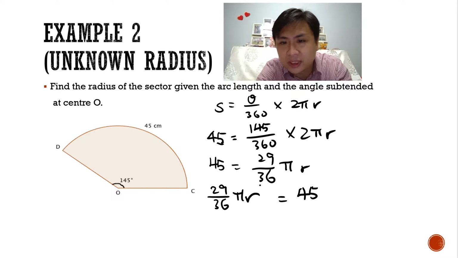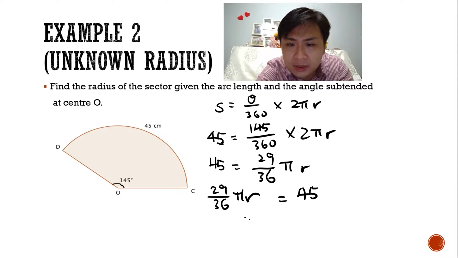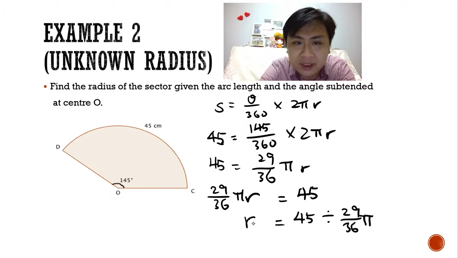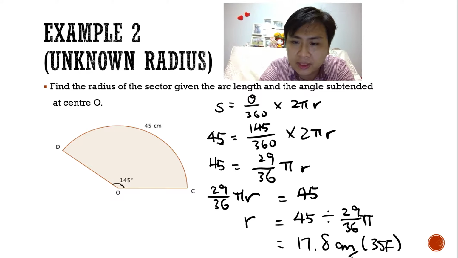Now, if we want to find the radius, then we need to remove 29 out of 36 pi. Okay, how do we remove it? We will divide by 29 out of 36 pi. So r will be equals to 45 divided by 29 out of 36 pi. Right, and after pressing our calculator, rounding it off to 3 significant figures, our answer will be 17.8 centimeters. Okay, so this is our answer for this question.